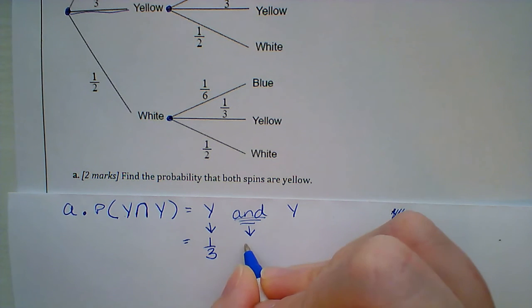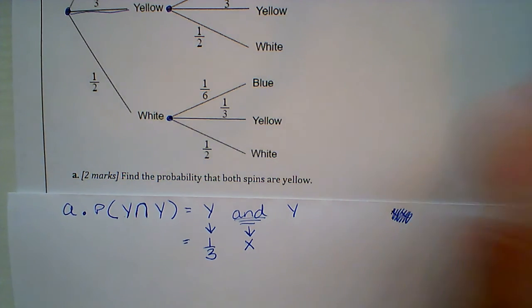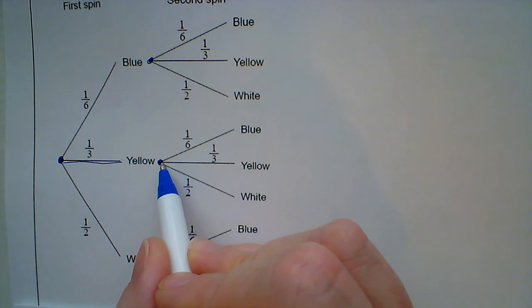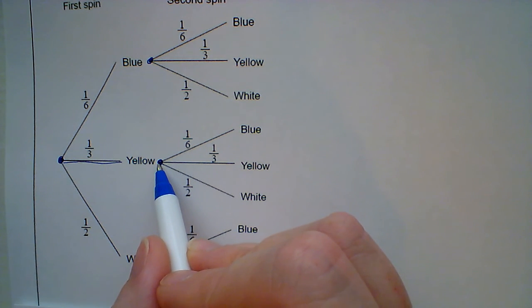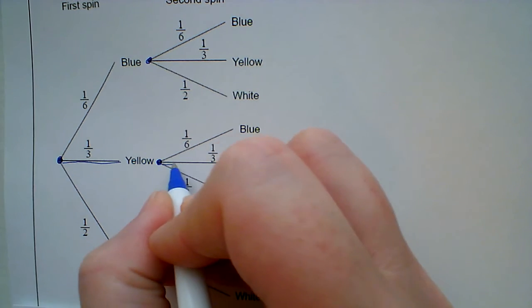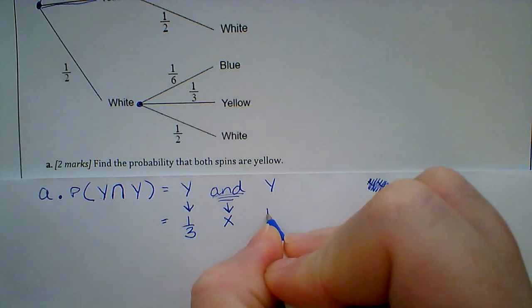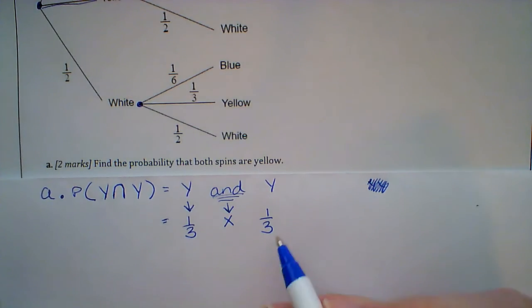And, again, what does and mean to do? Multiply. Now, I'm already at the yellow, so I'm already at this vertex. Now I need another yellow. So where am I going to go? Over here to yellow, and that's my other 1/3. So I have 1/3 times 1/3.